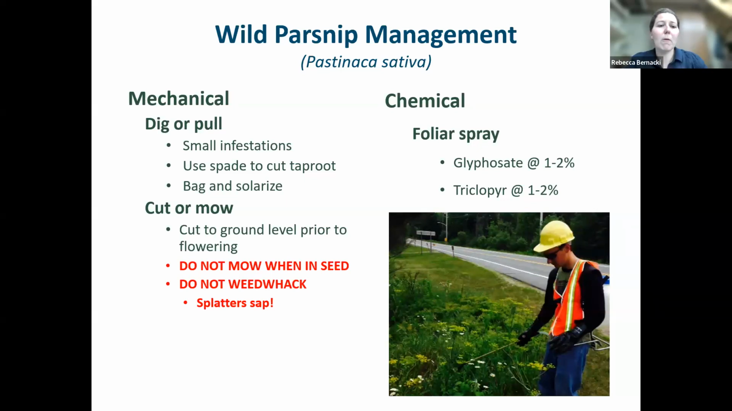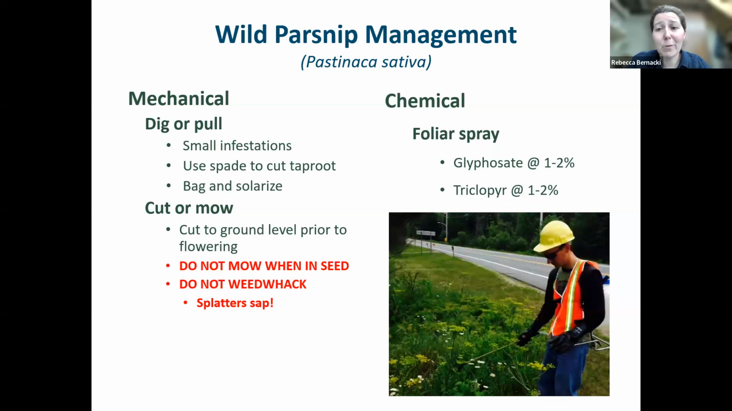We can also cut or mow this species. We want to cut it to ground level prior to flowering. If we're mowing, if you're a person who works in highway maintenance, you're going to be up in a cab on a large tractor conducting mowing. You don't need to worry about that sap getting on you. If you're a homeowner, you probably don't want to mow these plants once they get large on your lawn tractor, where you could get that sap on you.